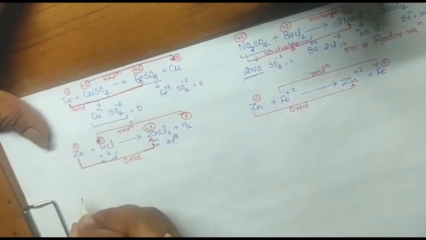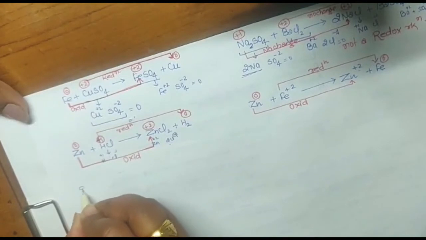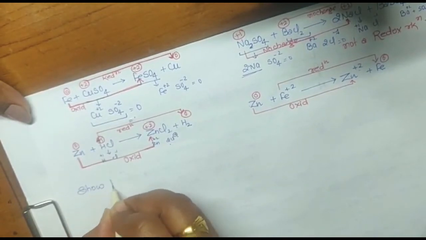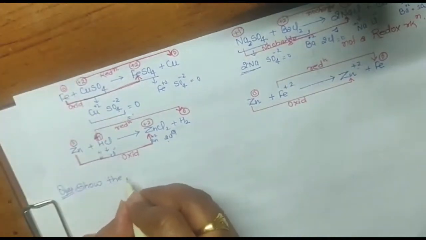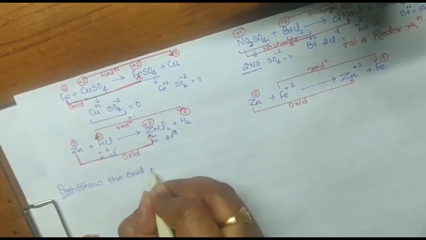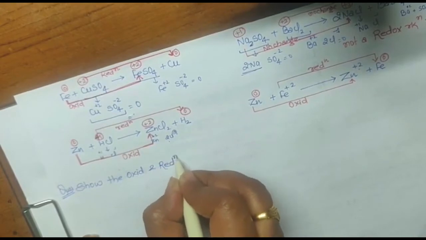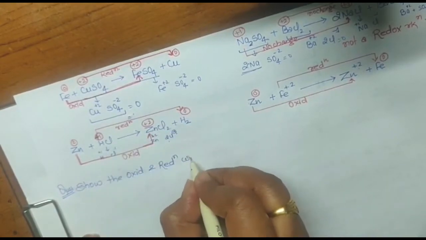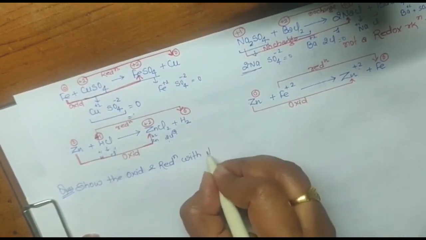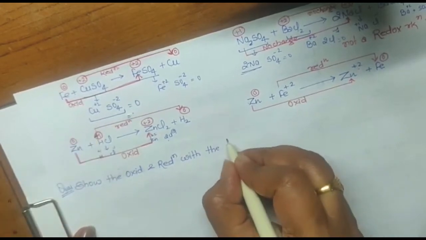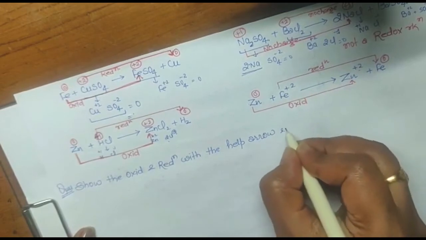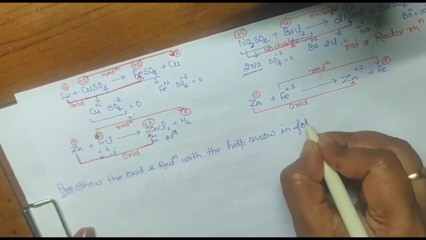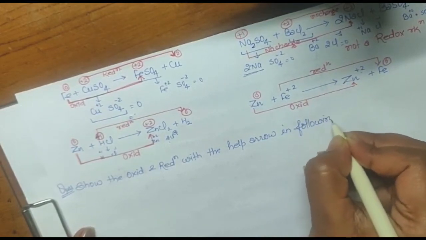Suppose that the question is: show the oxidation and reduction, with the help of arrows, like whatever I have done, in the following equations.